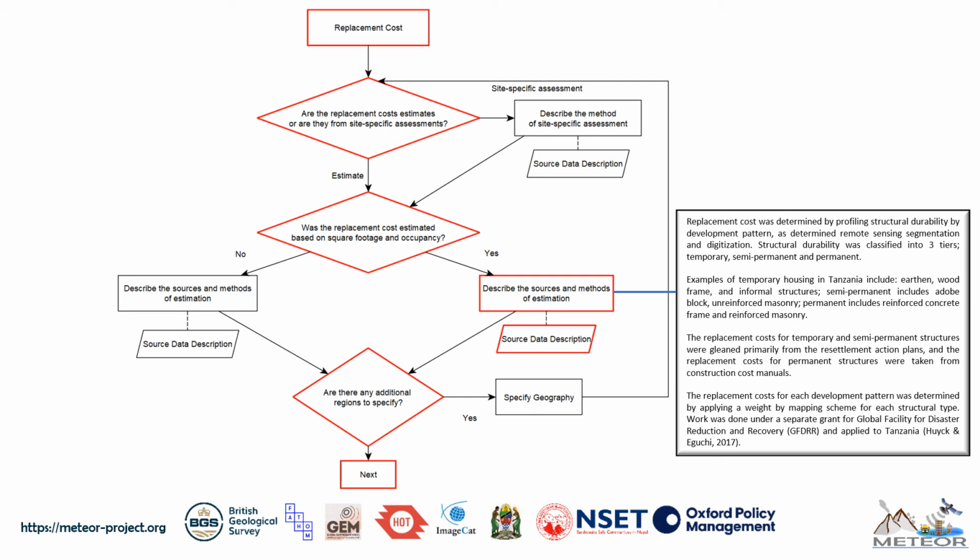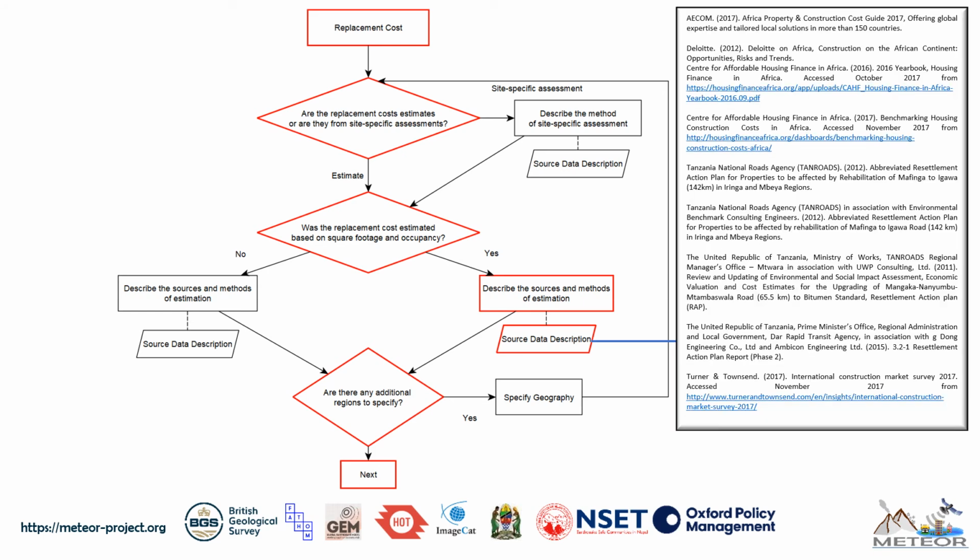The replacement costs for temporary and semi-permanent structures were obtained primarily from the Resettlement Action Plan, and the replacement cost for permanent structures were taken from structural cost manuals. The replacement cost for each development pattern was determined by applying a weight by mapping scheme for each structural type. This work was done under a separate grant for the Global Facility for Disaster Reduction and Recovery, and applied to Tanzania. Additionally, here is a list of the sources used for determining the replacement cost.